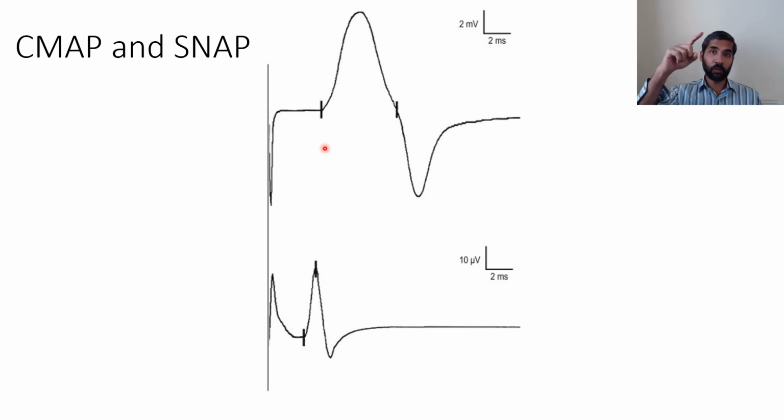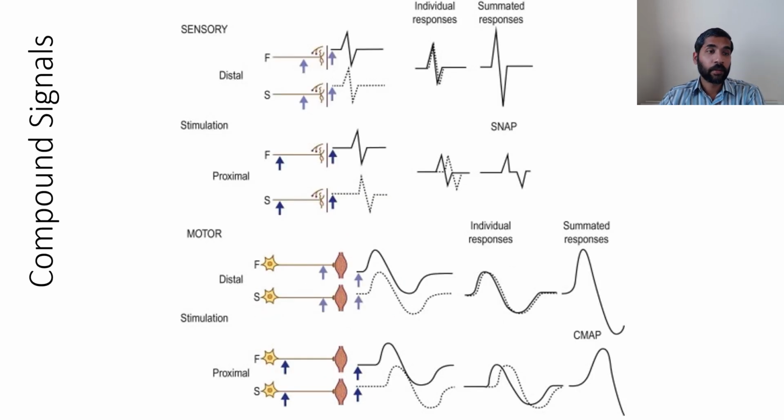And therefore, the compound muscle action potential is going to be much larger, usually a few millivolts in size, while the SNAPs are going to be 10 microvolts or a few microvolts. Okay. Now let's just think through what kind of abnormalities these tests can detect.